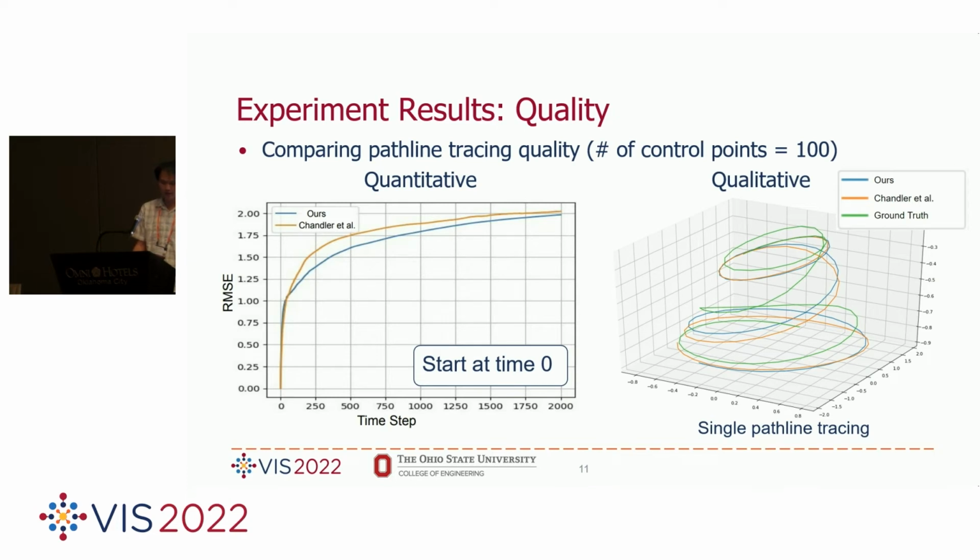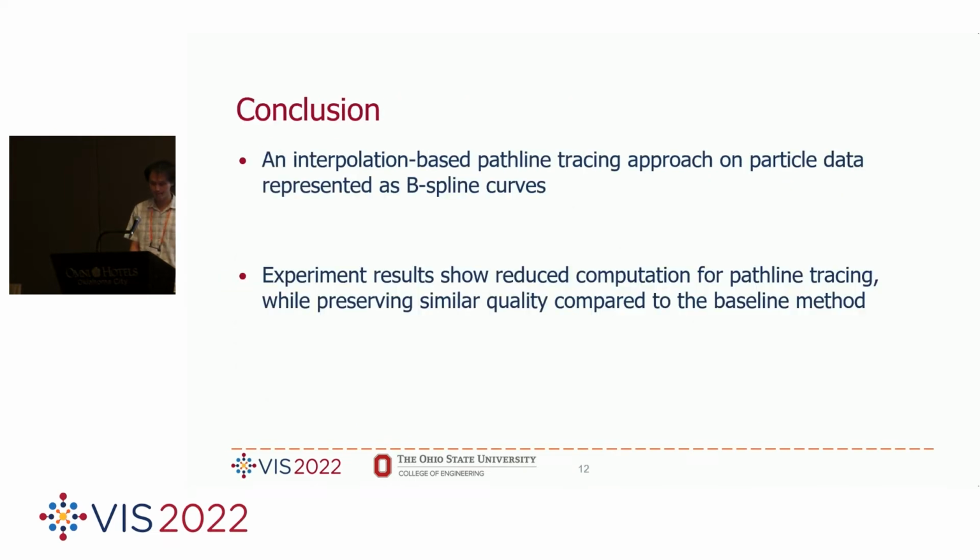Having demonstrated the effectiveness of tracing time reduction, we show the pathline tracing quality comparison with the baseline when we use 100 control points. The left figure reports the RMSE with respect to the ground truth pathline, and the right figure shows the visualization of these curves and ground truth. We observe a slightly lower RMSE using our method and overall similar tracing quality.